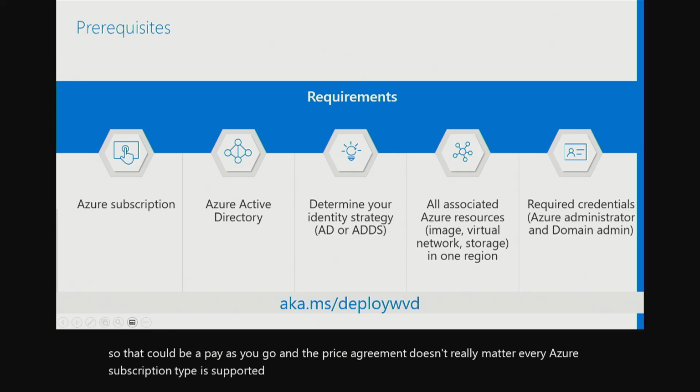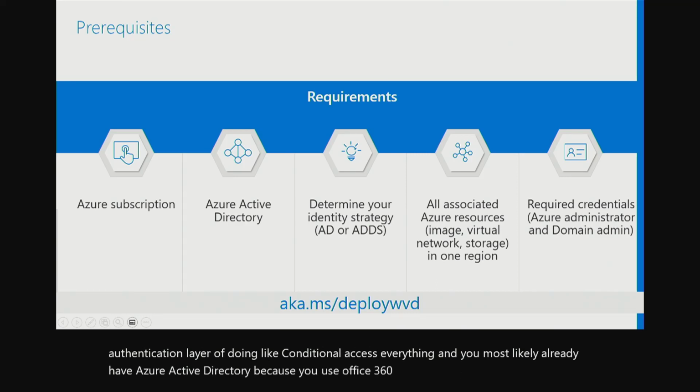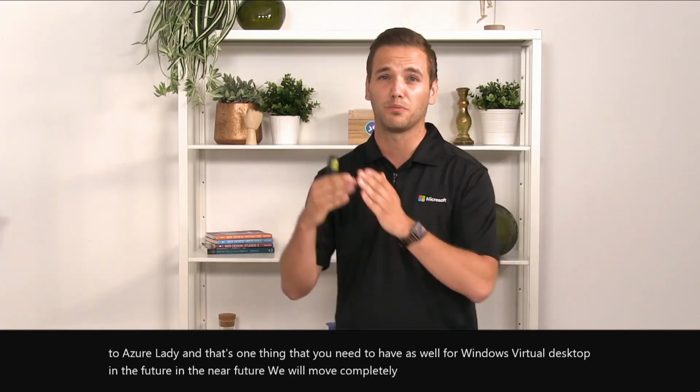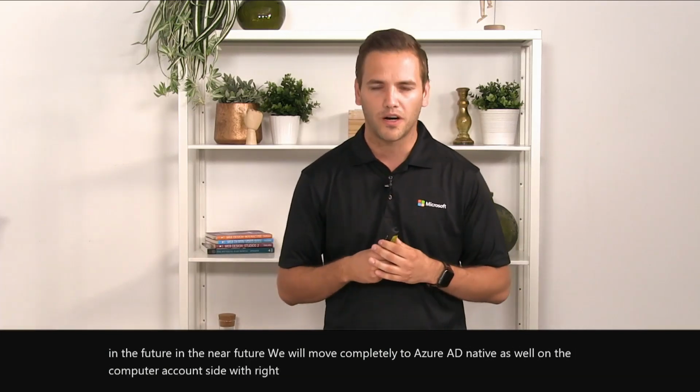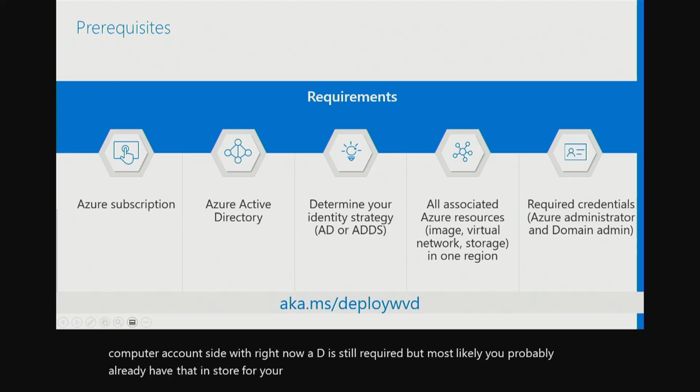You need Azure Active Directory as well, because that's our authentication layer of doing conditional access, MFA, everything, and you most likely already have Azure Active Directory because you use Office 365 services. So because of that, you probably have an Active Directory environment as well, which synchronizes to Azure AD, and that's one thing that you need to have as well for Windows Virtual Desktop. In the near future, we will move completely to Azure AD native as well on the computer account side, but right now AD is still required, but most likely you probably already have that in store for your corporate applications that are still requiring AD. So that's one of the key components that you need to have before you start the deployment.